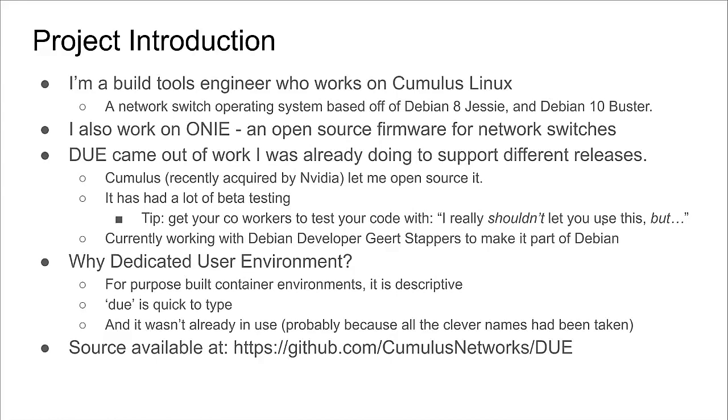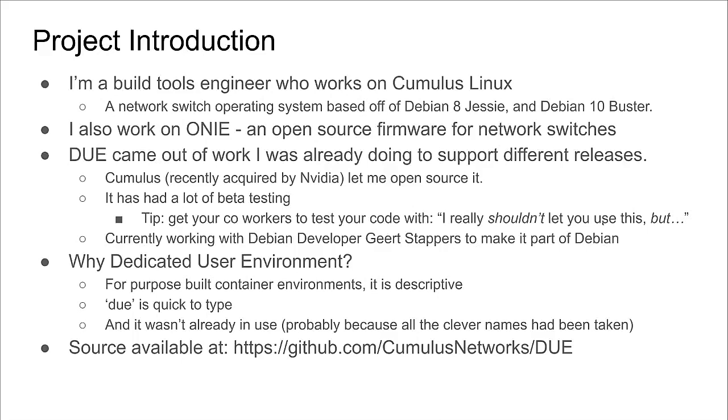A little bit of project history here. I'm Alex Doyle. I am a build tools engineer who works on Cumulus Linux, which is a Debian derivative that currently ships versions based off of Debian 8 Jessie and Debian 10 Buster. So you can see where I'd have an interest in building Debian packages for different releases. I also work on the Open Network Install Environment, ONIE, which is an open source firmware project for network switches that allows users to install network operating systems of their choice. This becomes relevant a little bit later on.